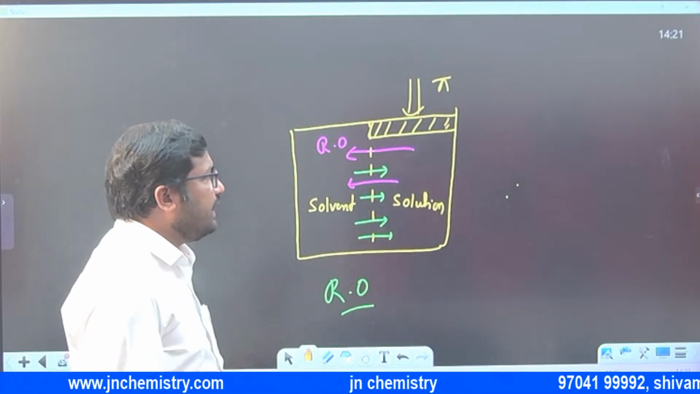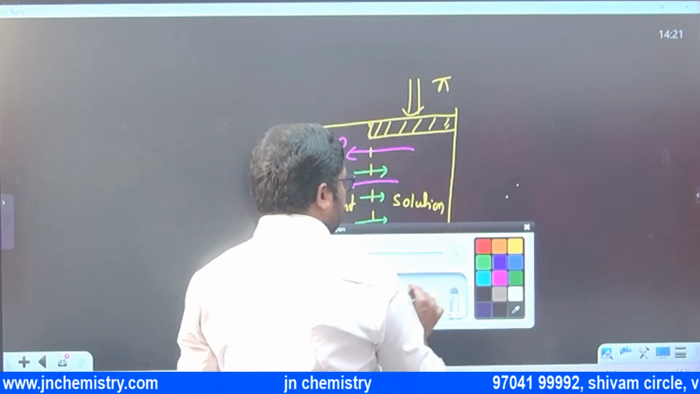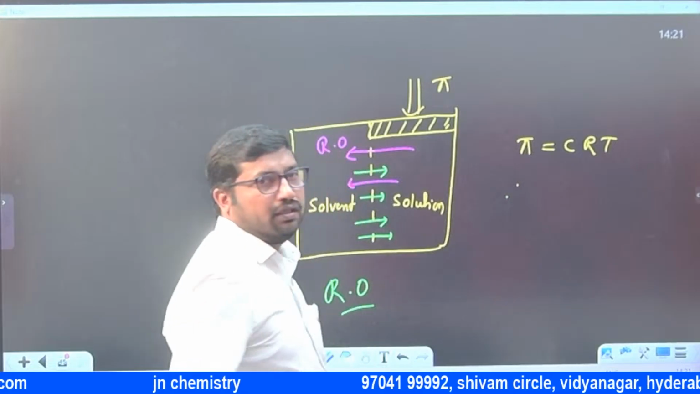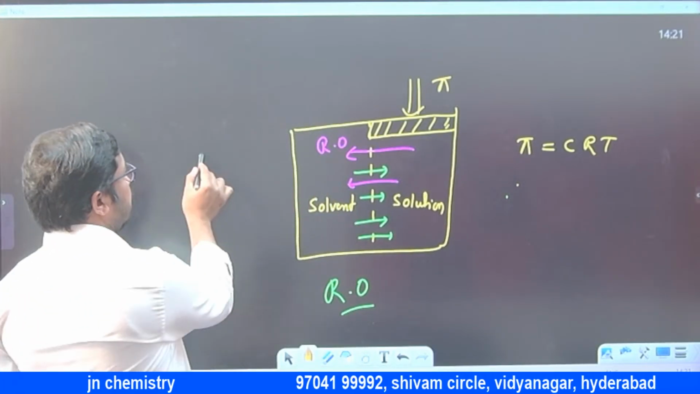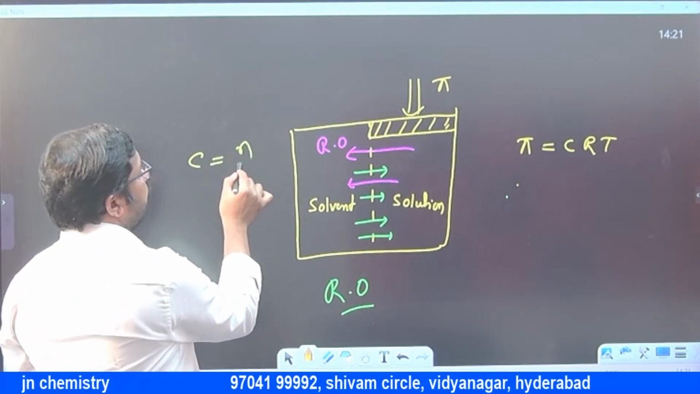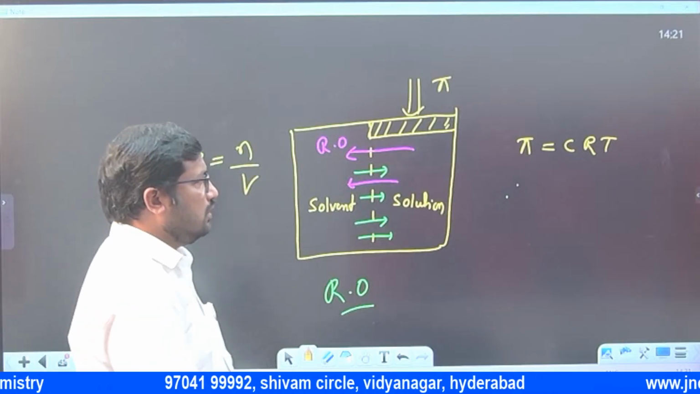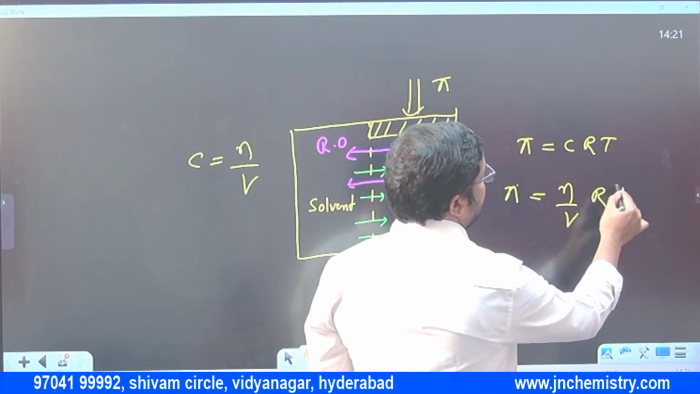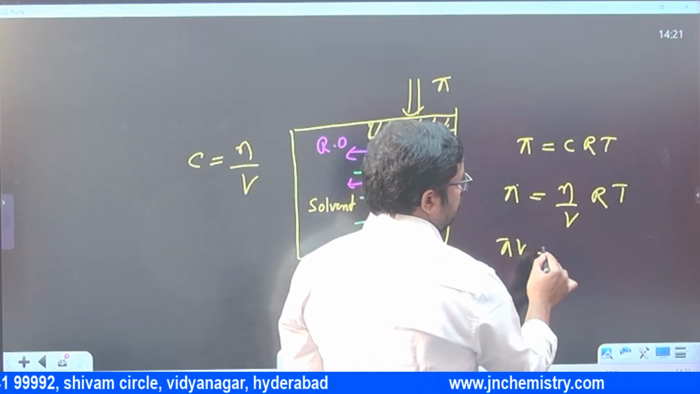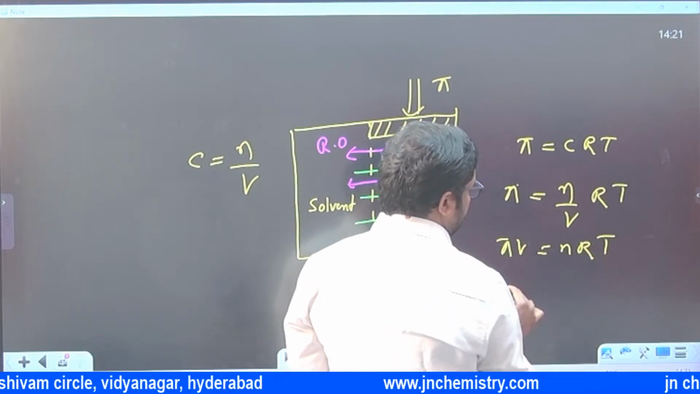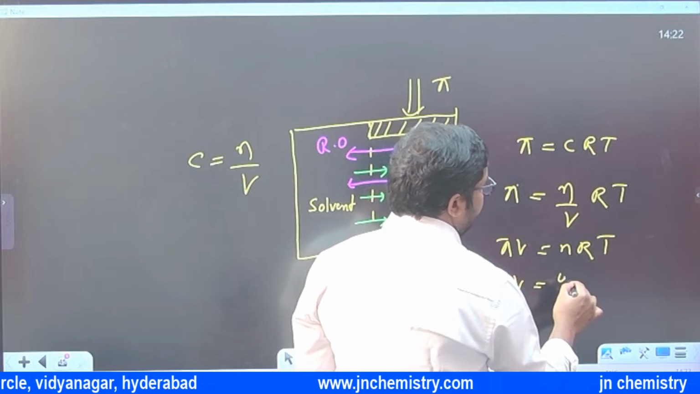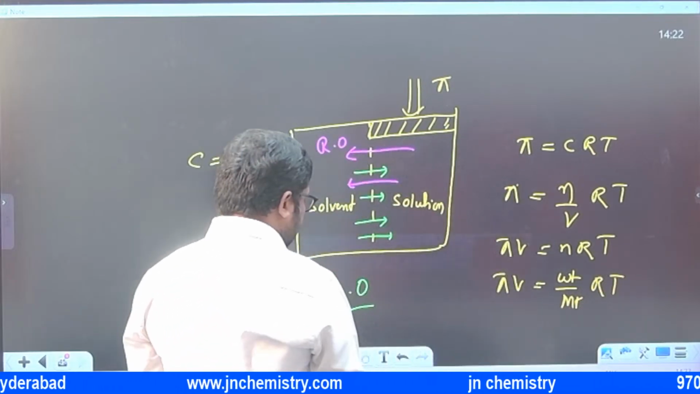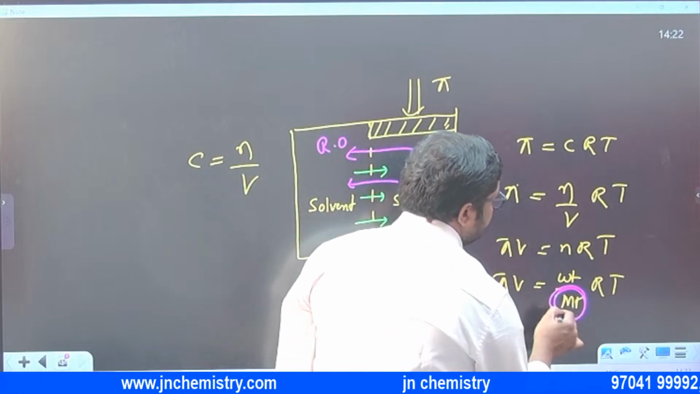So here, π = CRT, which Van 't Hoff, a scientist, gave. Write it down. C means concentration. Concentration is nothing but the number of moles by volume. So π = (n/V)RT, so πV = nRT. πV = nRT, where n means weight by molecular weight, so πV = (w/M)RT. So we get the molecular weight.